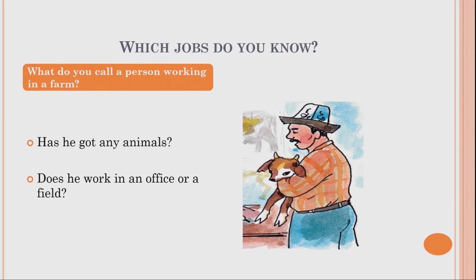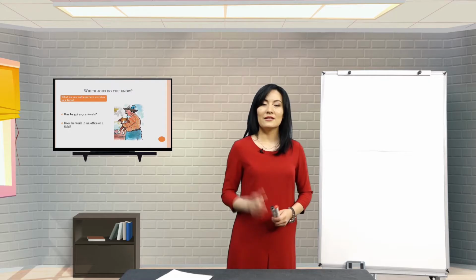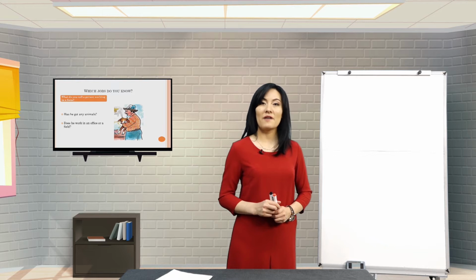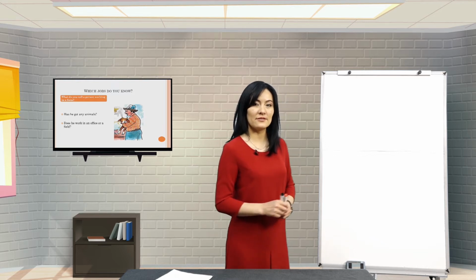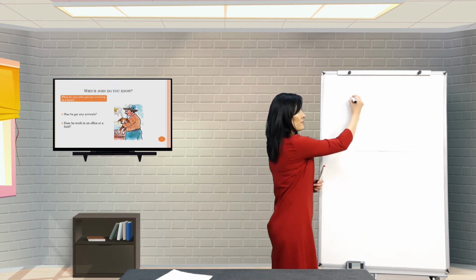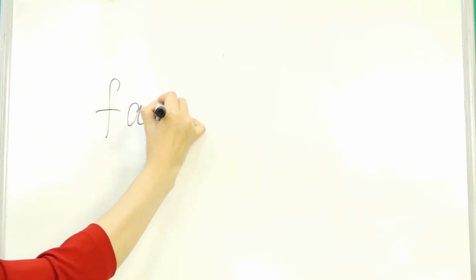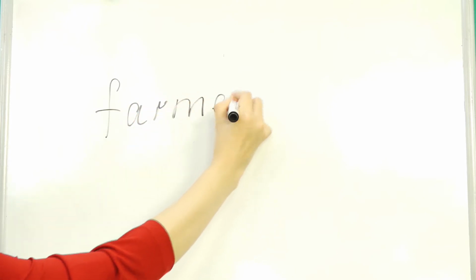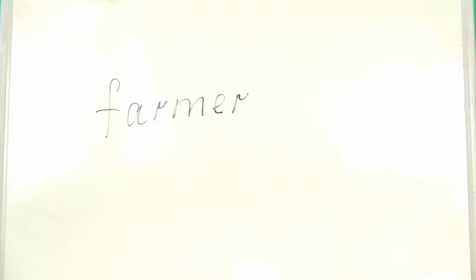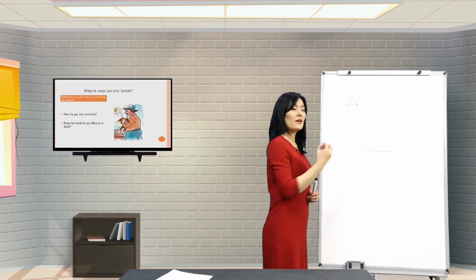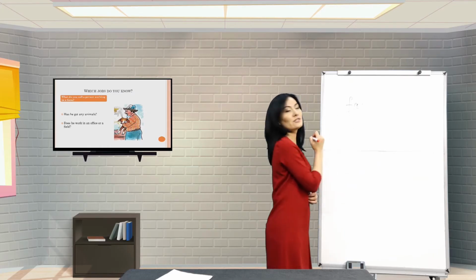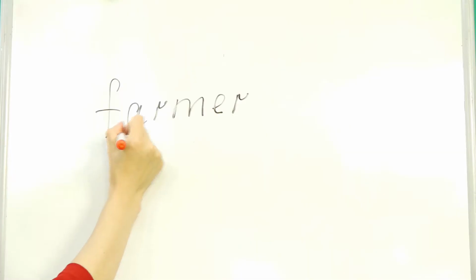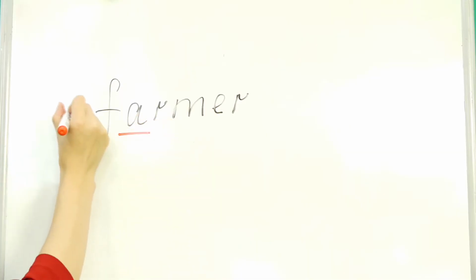Okay. How do you write this word? Let's write this word together. A farmer. How do you spell it? F-A-R-M-E-R. A farmer. A farmer. Where is the stress? A farmer. Right. Good job.